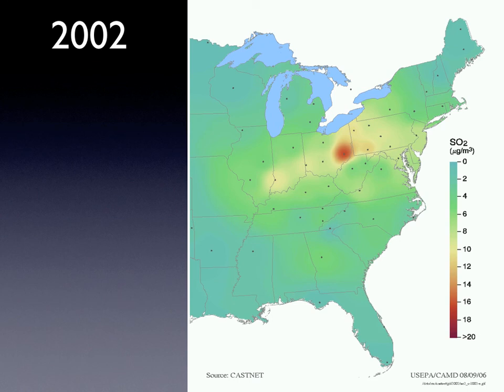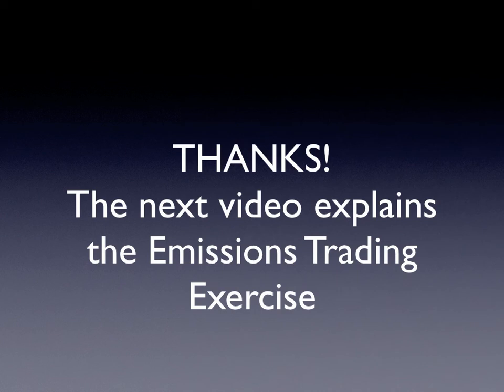And we have largely eliminated those high concentrations of sulfur dioxide now. And you can see there's some pale yellow patches, but very little red except in that one place. So there we are, a great example of cap and trade.